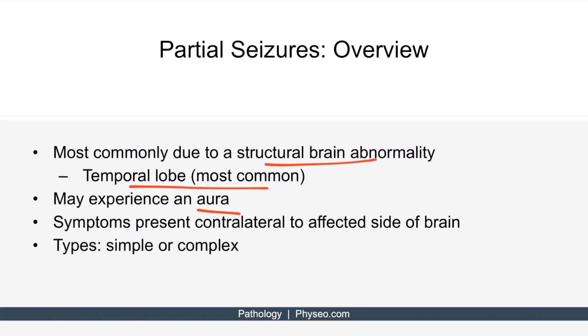Because the seizure is focal or affects only one side of the brain, symptoms therefore usually only occur on one side of the body, usually contralateral to the affected side of the brain. So for example, if the left brain is affected, the right arm or right leg may be involved in the seizure. Partial seizures are described according to whether there is an impairment of consciousness, and there are two types of partial seizures, simple or complex.